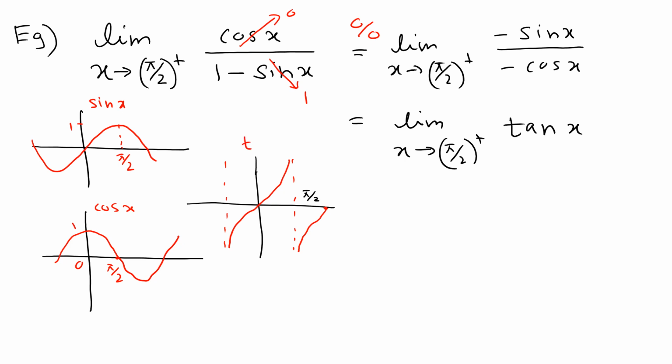So what happened now is, you can see when it reaches pi over 2 from the positive side, you can see the function goes to negative infinity. So that means this one is going to be negative infinity. So that's the answer you get for this problem. So let's look at the next one.